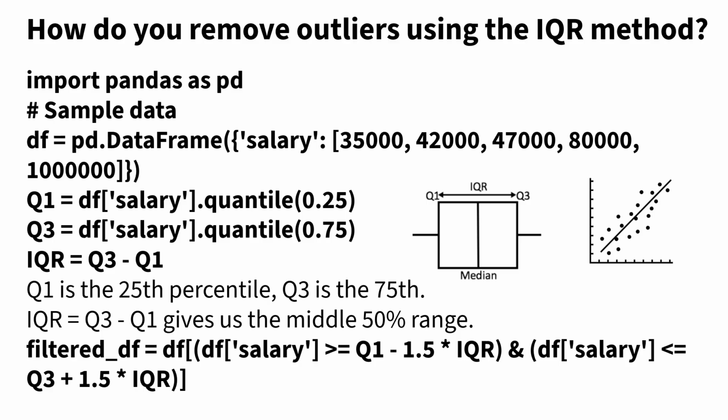So, the formula for interquartile range is finding the difference between the third quartile and the first quartile, which gives us the middle 50% range. Here, we are filtering out values that lie outside 1.5 times the interquartile range below the first quartile or above the third quartile. This is a common technique to clean data before modeling.